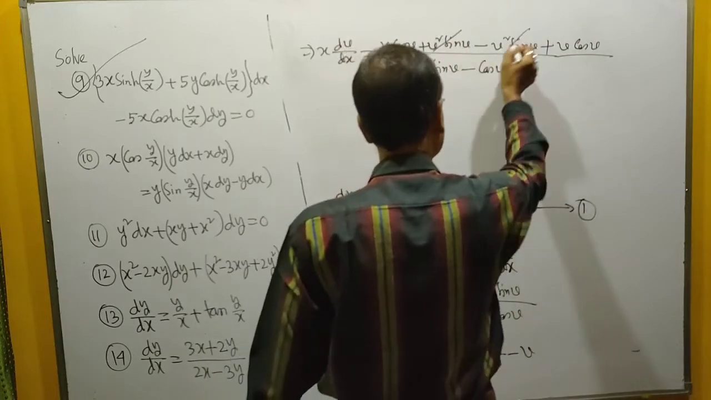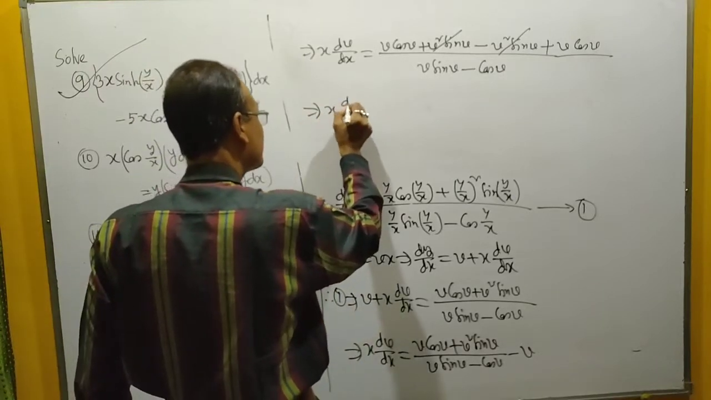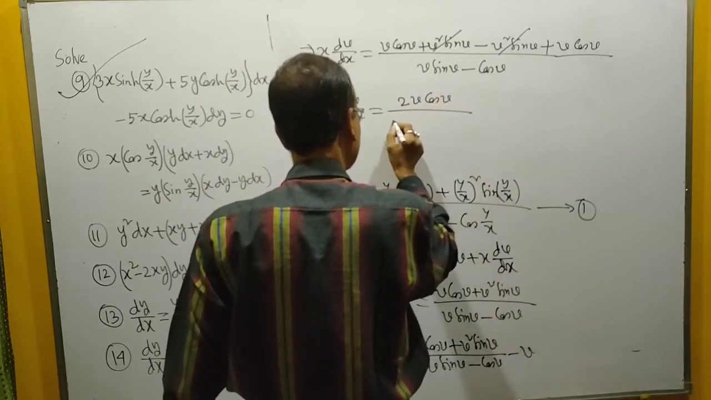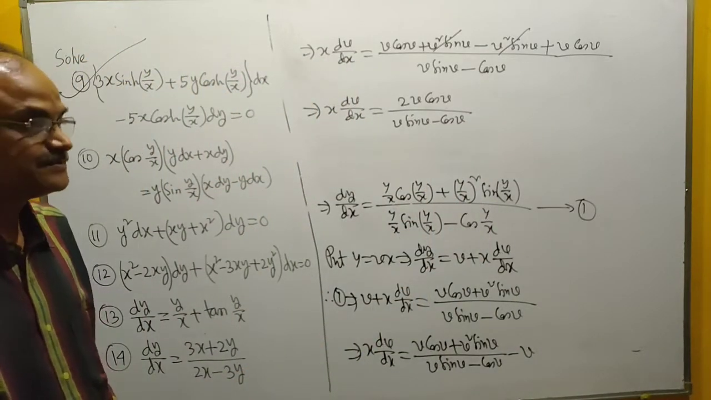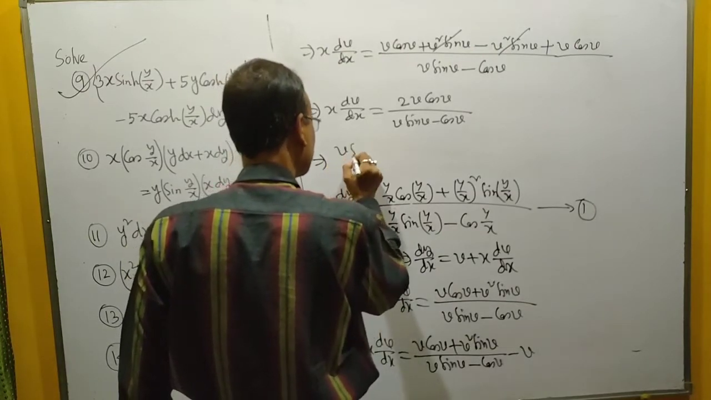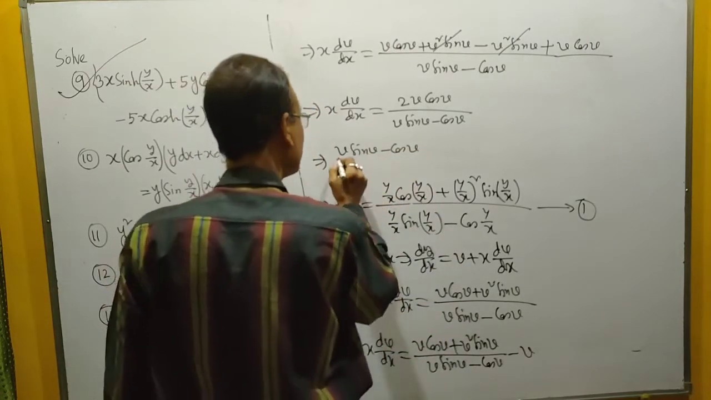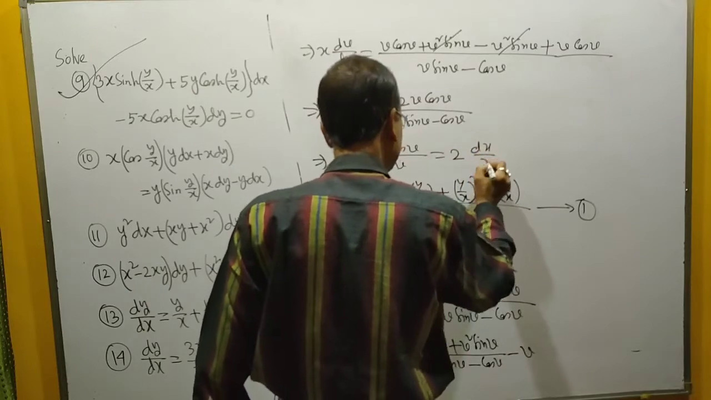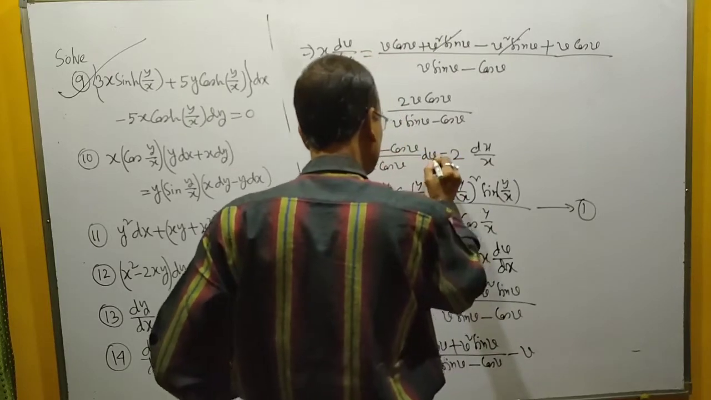Now these two terms will be cancelled. This means x dv by dx should be equal to twice v cos v, divided by v sin v minus cos v. This means v sin v minus cos v divided by v cos v dv equals 2 times dx by x.